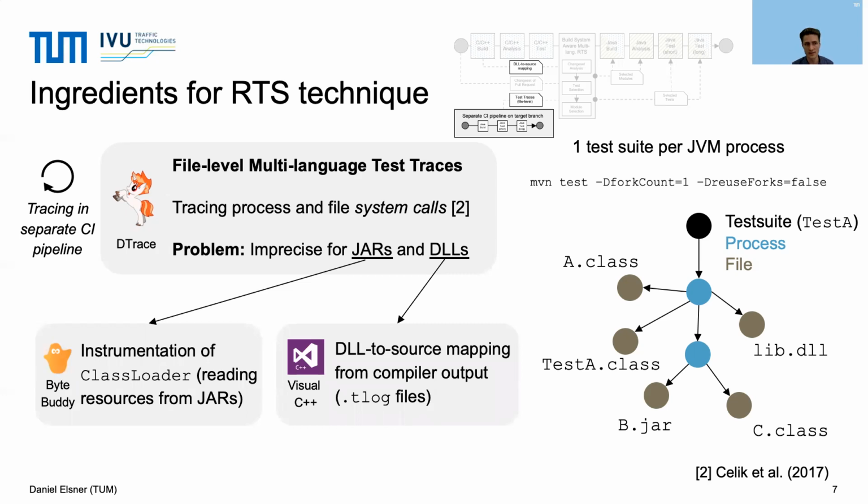The second weakness is that we do not know what C++ source files are actually covered when a DLL is accessed. And for this, we use the compiler output from the Visual C++ compiler and create what we call DLL to source mapping. So knowing which sources are actually compiled into which DLL.